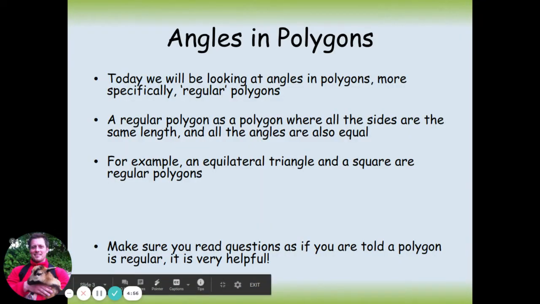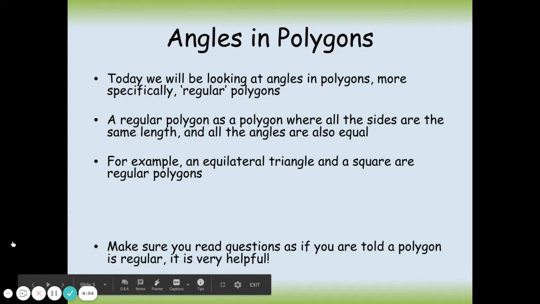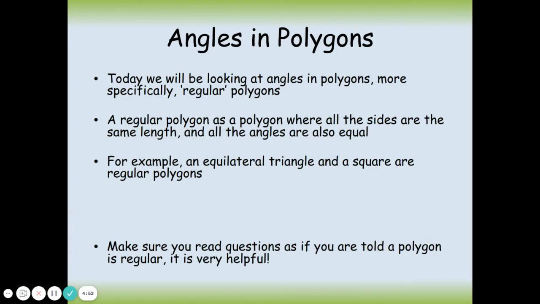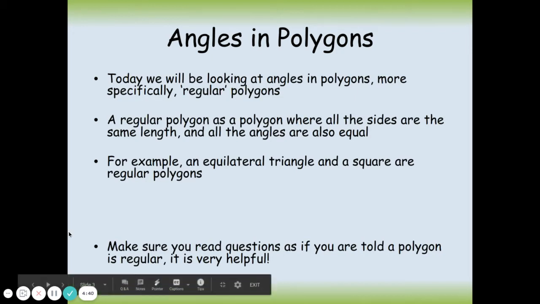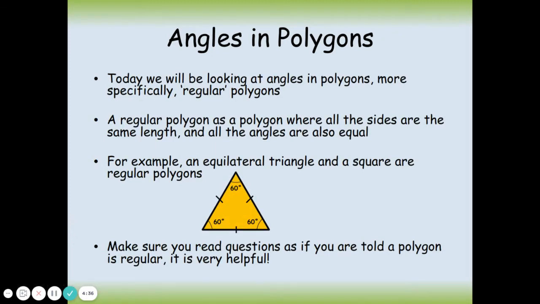Today we'll be looking at the angles in polygons, but first we need to work out what a regular polygon is. A regular polygon is a polygon where all the sides are the same length and therefore all the angles are equal. For example, a regular polygon could be an equilateral triangle or a square, because all of the sides are the same length.